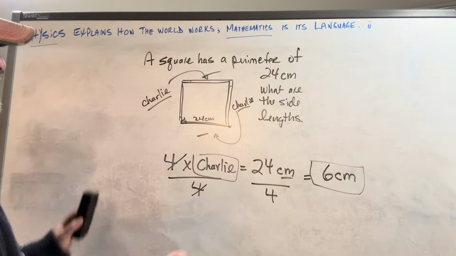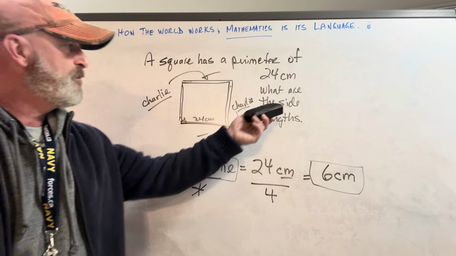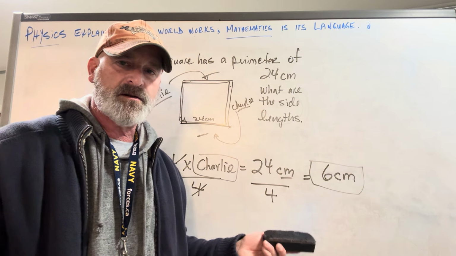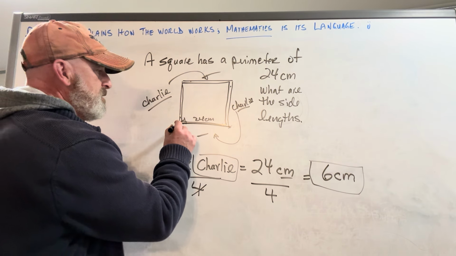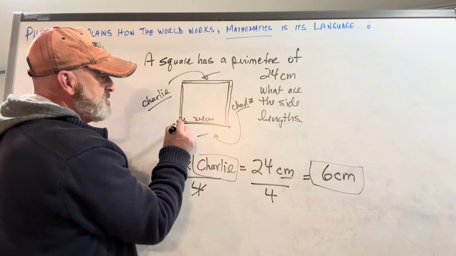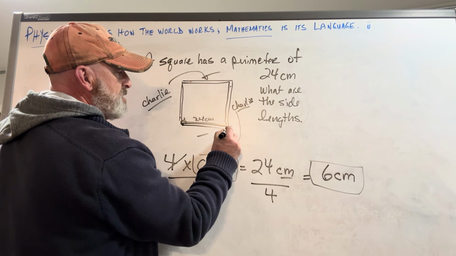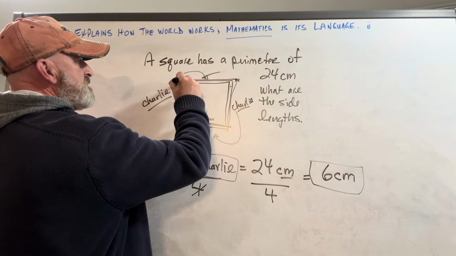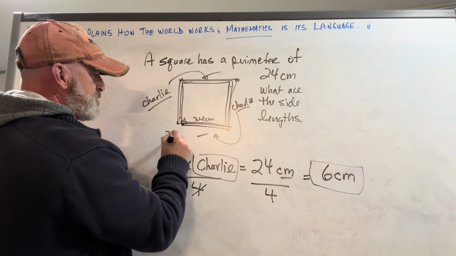I think we've solved it, but we have to check. I already said that I have a square with a perimeter of 24 centimeters, and what are the side lengths? And I'm saying Charlie's side lengths are 6 centimeters. Well, in order to check that out, we better start here. We can add in sixes. From here over here, that's 6 centimeters. Then from here up here, that's 6 more, so that's 12. Then over here, that's 6 more, so that's 18. And then back to where we started is 6 more, that's 24.